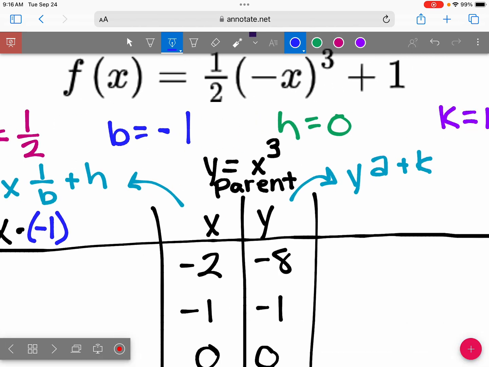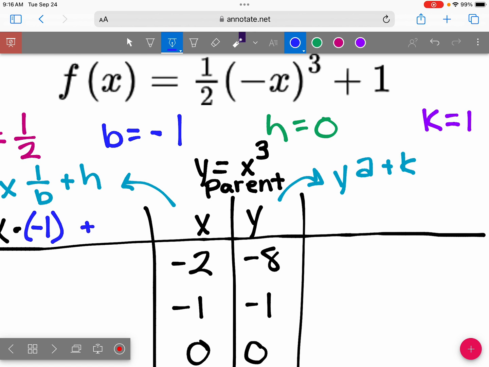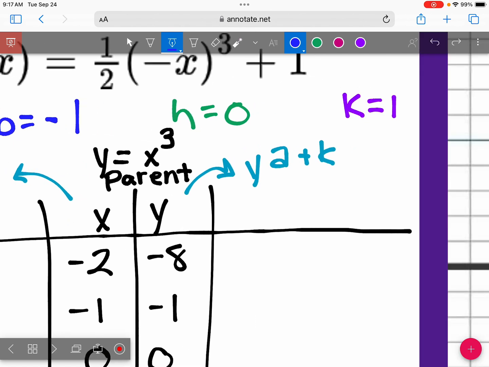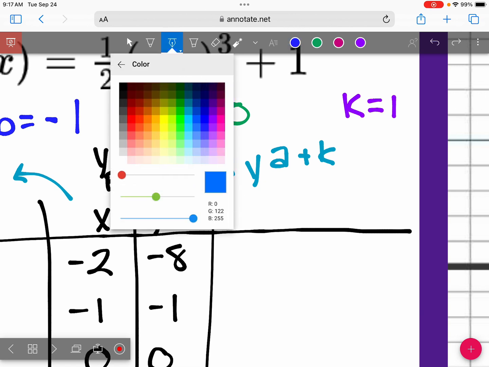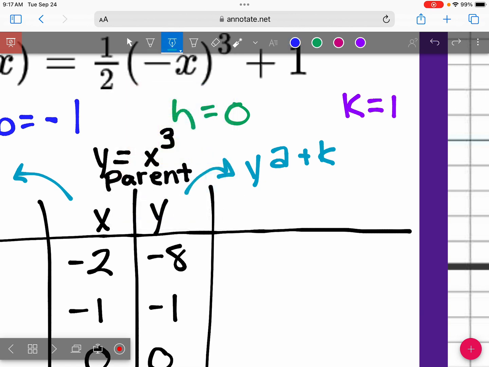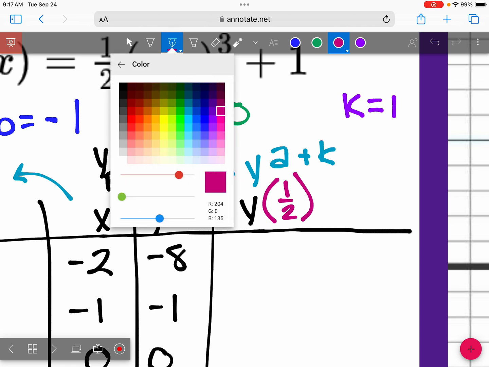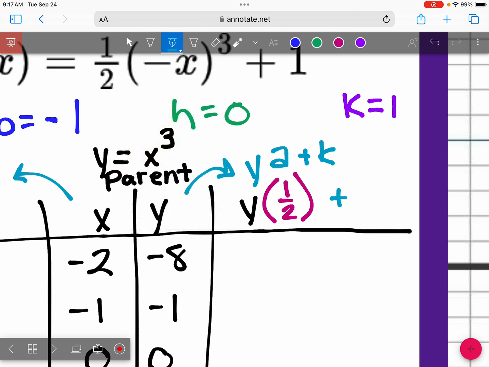Hello, screen. Are you back? What's that? There we go. We don't need to add 0 because it doesn't change anything, but you can write it if you want to. So for our y's, we're going to take our y's from our parent function times our a. So we're going to go times 1/2 plus k. So we're going to go plus k plus 1.